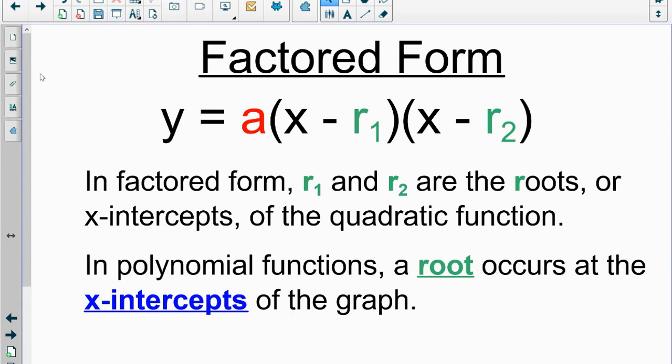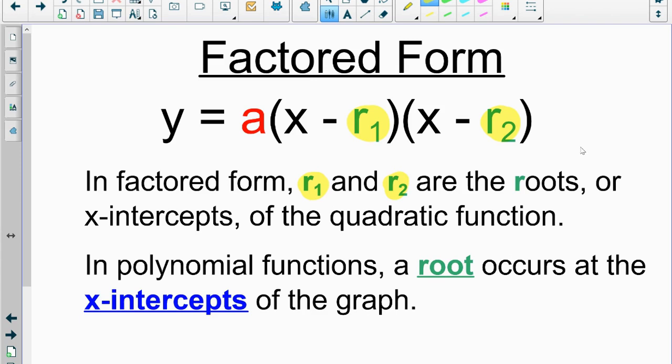All right, so factored form. Here's what it looks like. We have y equals a times x minus r1, or r sub 1, in the first parentheses, and then in the second parentheses, x minus r sub 2. Now the r1 and r2 that you see here in the equation are just representing the roots. R stands for root, and the little 1s and 2s are just because there's 2 different roots. R1 is the first one, R2 is the second one listed.